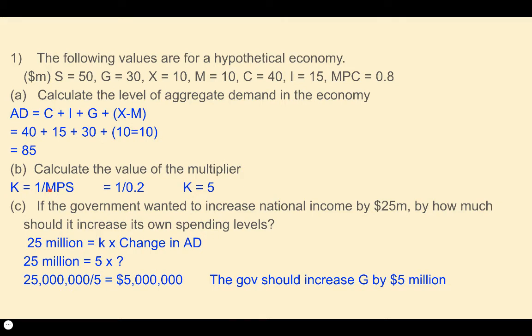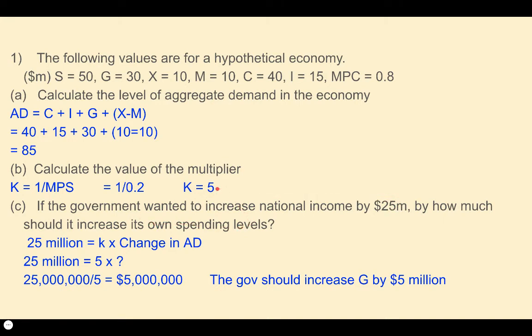So I'll just convert the 0.8 MPC to an MPS of 0.2. So 1 over 0.2, again, it's 5. We keep getting K of 5 at the moment. Then if the government wants to increase national income by 25 million, how much should they increase their own spending levels?